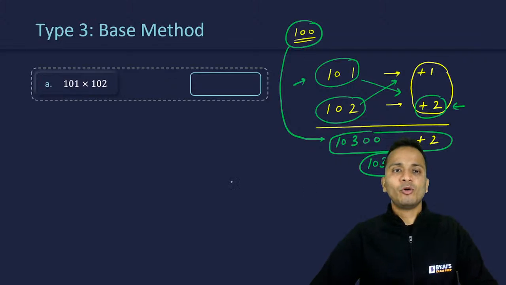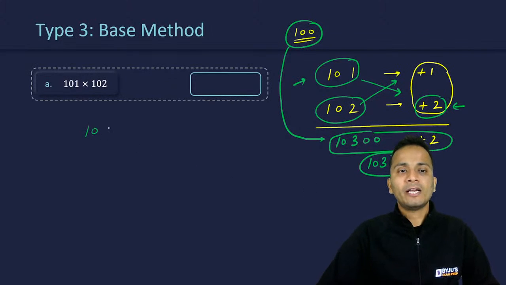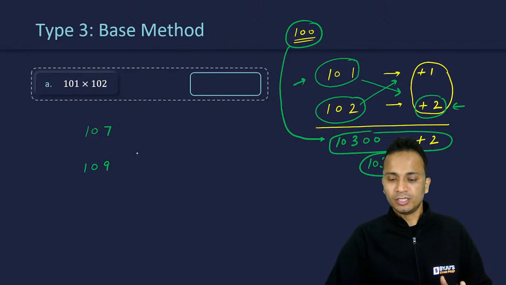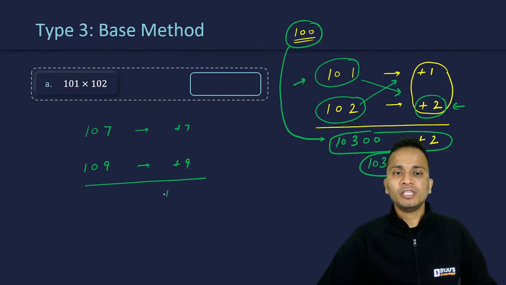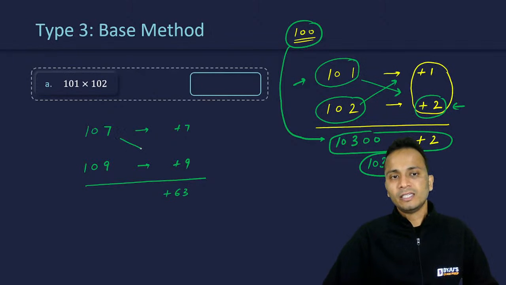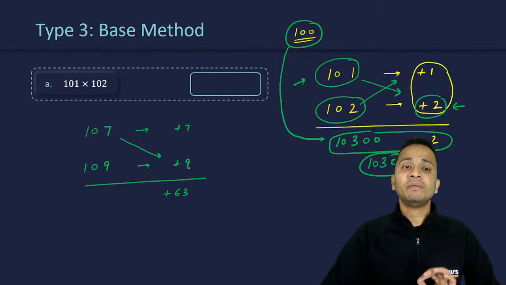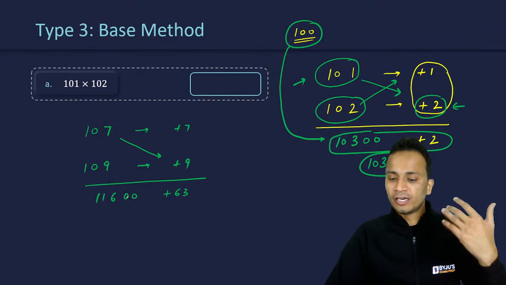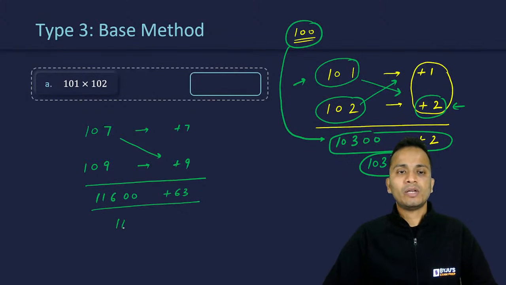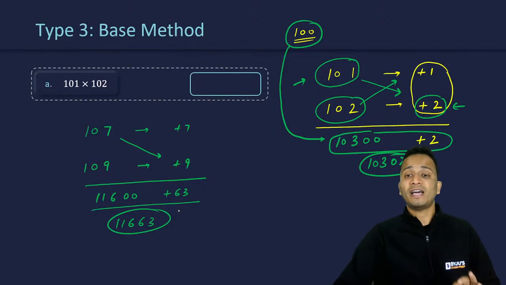Okay, let's take one more example. Let's take another example. 107 and 109. I have to multiply these two numbers. Carefully look at it once again. So this is plus 7 and this is plus 9. Now plus 7 into plus 9, 7 into 9 is 63, plus 63 will come as the result. Then if I add these two, 107 plus 9, that will give me 116. Double zero applied because we have to multiply by 100, and this will be your answer, 11663. So 11663 will be your final answer.